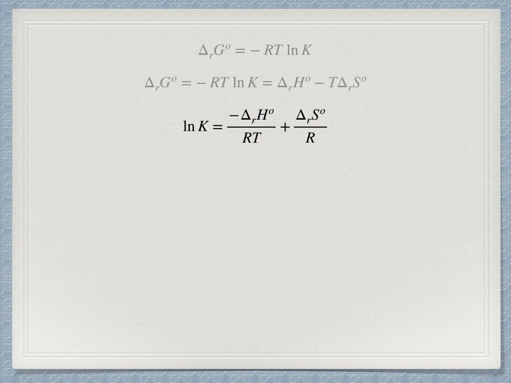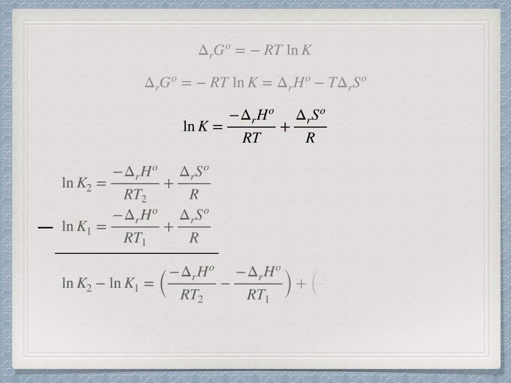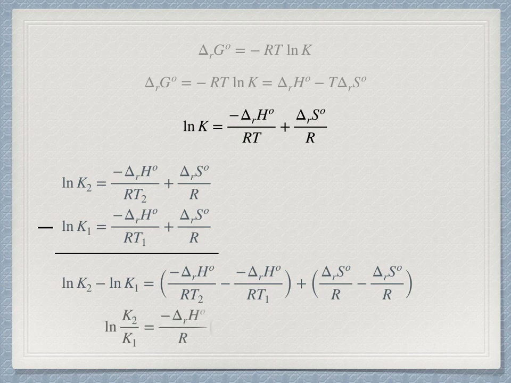We can create the Van 't Hoff equation by writing out this expression for two temperatures, T1 and T2. Subtract the equation involving T1 from that involving T2. Recall that when you subtract logarithmic terms, you can combine them into a single log expression by dividing the two terms. We get ln of K2 over K1 equals minus delta H naught reaction over R times 1 over T2 minus 1 over T1. Here the two values for K are the equilibrium constants at the two temperatures.